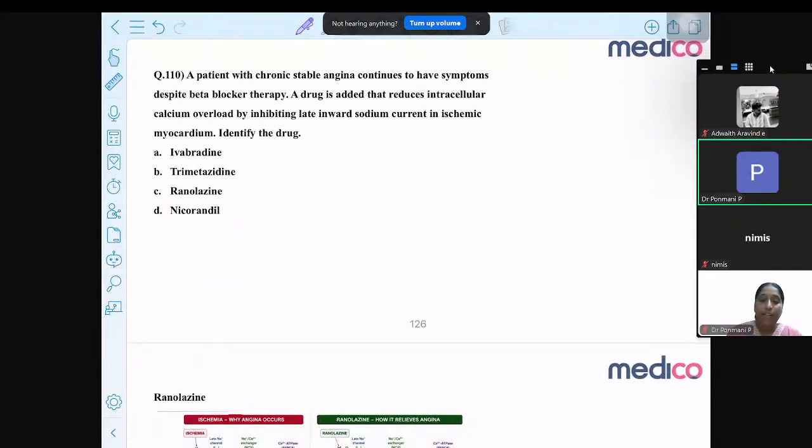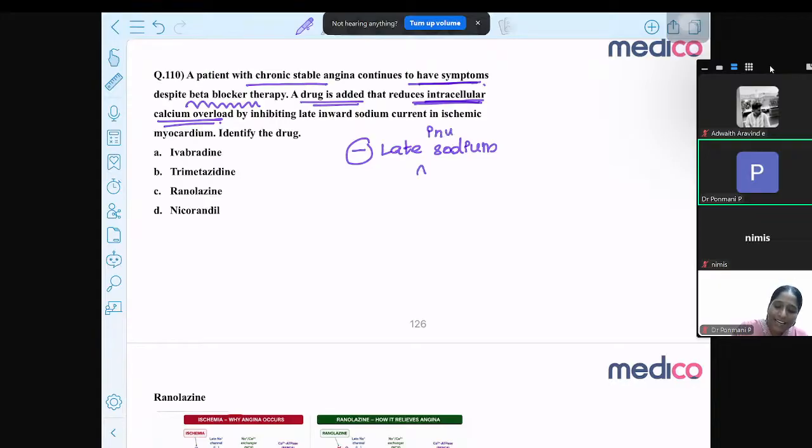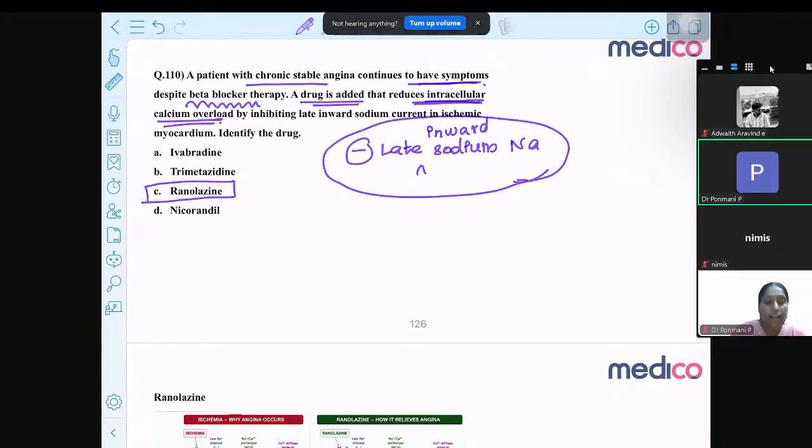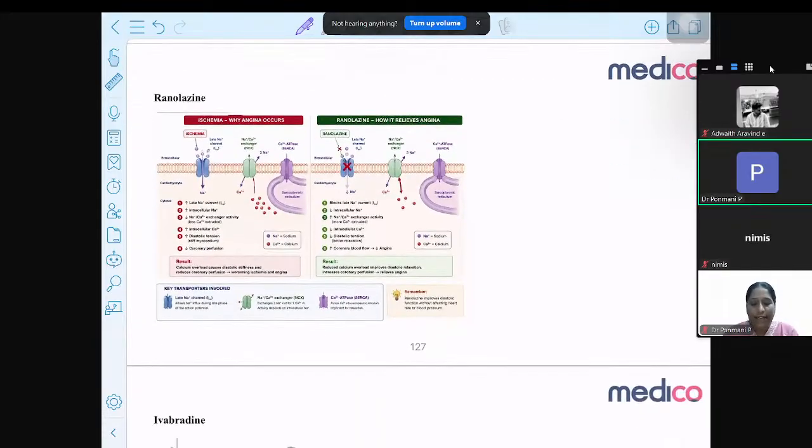Now coming to our next question. This is also a patient of angina, and he continues to have symptoms despite beta blocker therapy. A drug is added that reduces the intracellular calcium overload, and this drug works by inhibiting the late sodium channels, especially the late inward sodium channel. And what is the drug? The drug is nothing but ranolazine. So now let us see what ranolazine is.